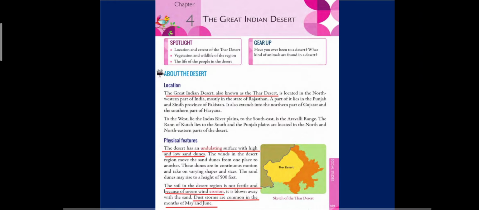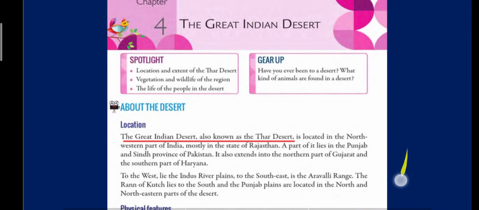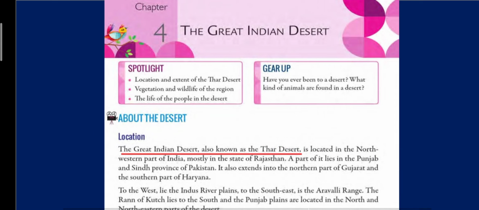So, children, have you ever been to a desert? I'm sure most of you must have been to a desert, and for those who have not seen a desert before, I'm sure you must have seen it in pictures. Now, which is the most common animal found in the desert? Can you tell me? Yes, you're right. Camel is the most common animal that we see in the desert.